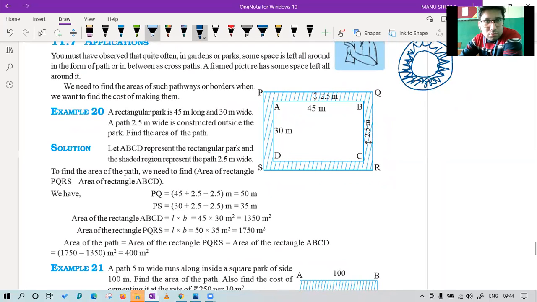Okay. So you can see example number 20. A rectangular park of 45-meter length is given to you. Class, again, we have two rectangles. If you remember, I told you when you have two figures of the same type, it is better to use different symbols. Generally, we use small l and small b for length and breadth.